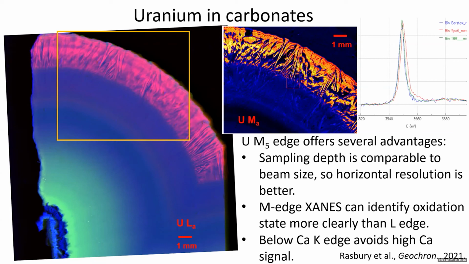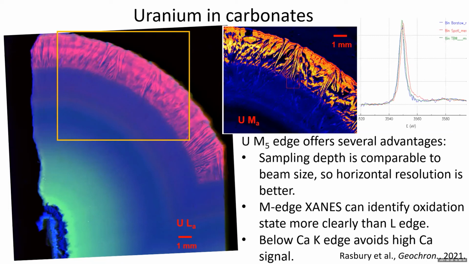Typically, microprobes operate at 45 degrees. So if you have a 30 micron thick thin section, you're sampling all 30 microns looking at the uranium. That is not the case for the M edge, where you're only sampling a few microns and you get much sharper spatial resolution. The M edge XANES can also very clearly identify oxidation state, typically much easier than can be done at the L edge.